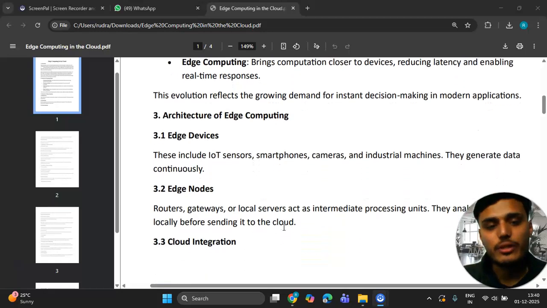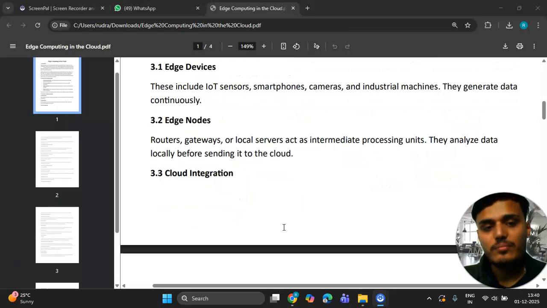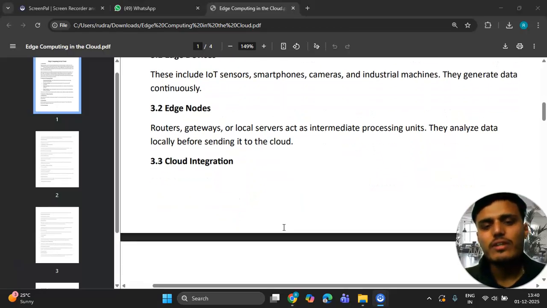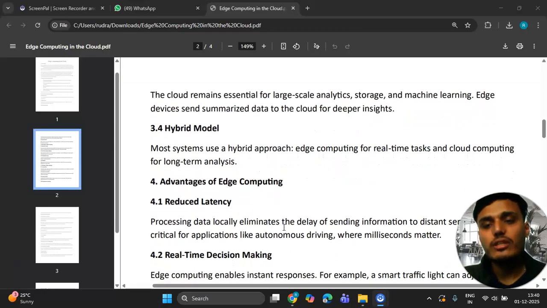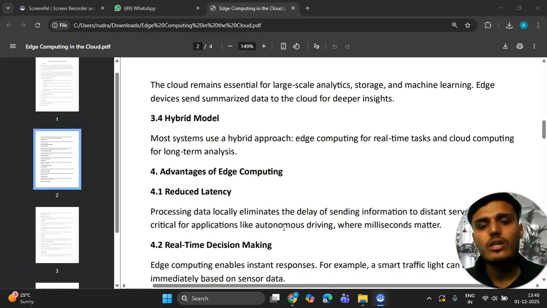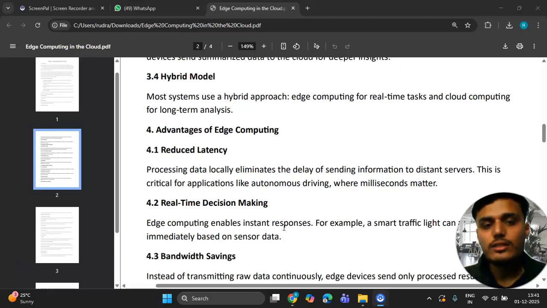The architecture of edge computing starts with edge devices. These include IoT sensors, smartphones, cameras, and industrial machines. They generate data continuously. Edge nodes, such as routers, gateways, or local servers, act as intermediate processing units. They analyze data locally before sending it to the cloud. For cloud integration, the cloud remains essential for large-scale analytics, storage, and machine learning. Each device sends summarized data to the cloud for deeper insights. Most systems use a hybrid model: edge computing for real-time tasks and cloud computing for long-term analysis.